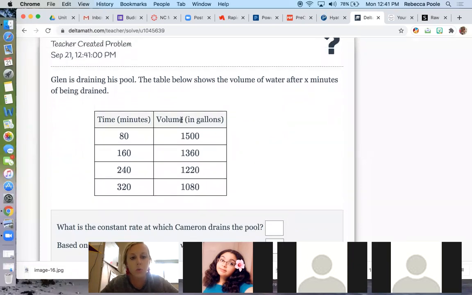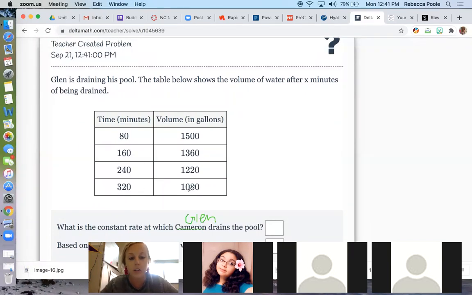So Glenn is draining his pool. The table shows the volume of water after X minutes of being drained. I don't know why this says Cameron. It should say Glenn. I did not make this review. One of the other Math 1 teachers did, but this should say Glenn. So what is the rate at which Glenn drains the pool?